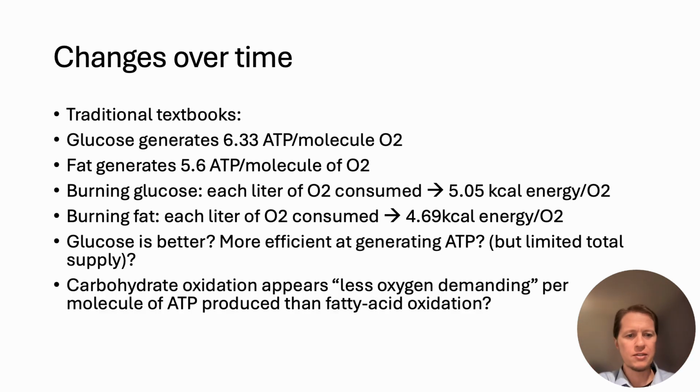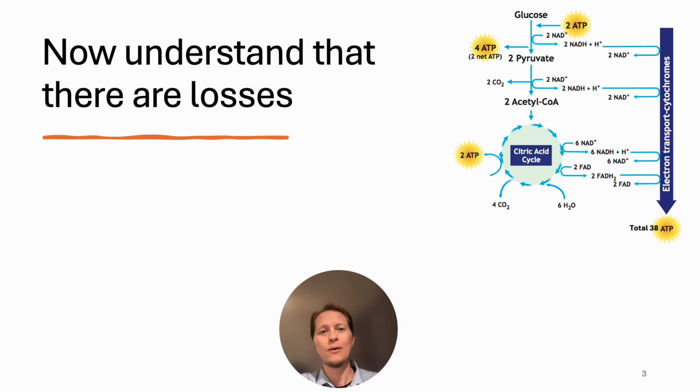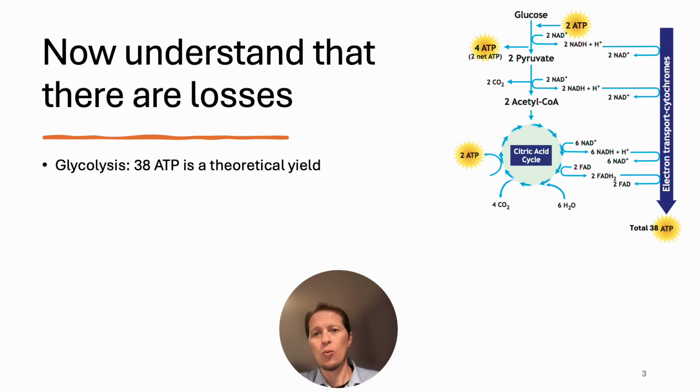So another way to say this, yeah, carbohydrate oxidation appears to be less oxygen demanding per molecule of ATP produced compared to fat, right? Well, we now understand there are actually some other losses that have not been calculated in the traditional textbooks. What actually happens when you're burning glucose and going through the complete oxidation of glucose down through pyruvate and glycolysis into the citric acid cycle and through the electron transport chain, that total of 38 ATP does not actually happen in real life.